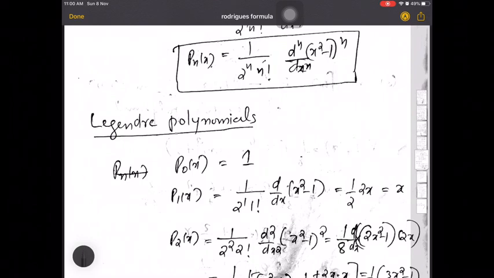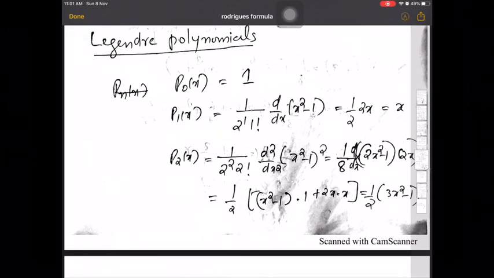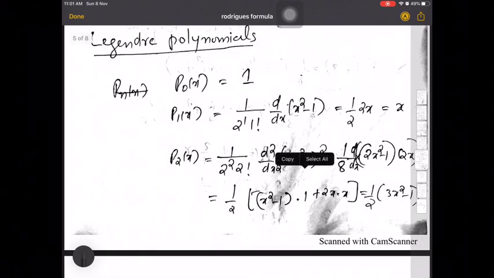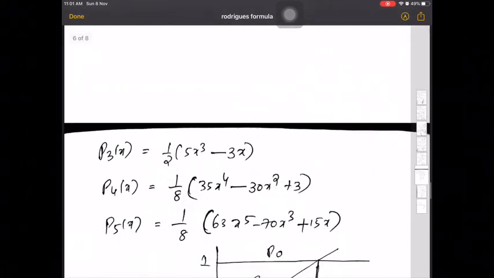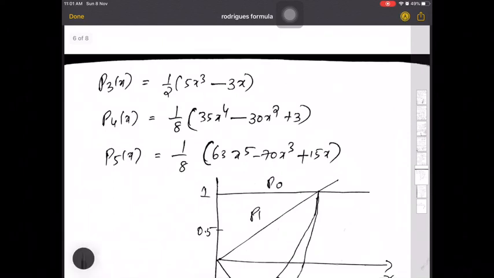P2 of x, this will be 1 by 2 square times 2 factorial. You have to differentiate this thing 2 times if you are finding P2 of x. Okay, and finally you will be getting this when you take the second derivative, d square by dx square of this. Same way you can determine P3 of x. You will get this P4 of x, P5 of x.